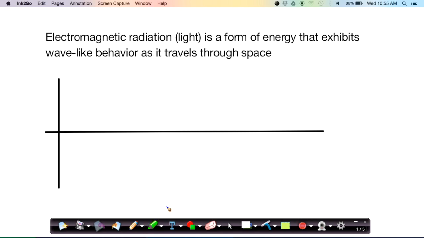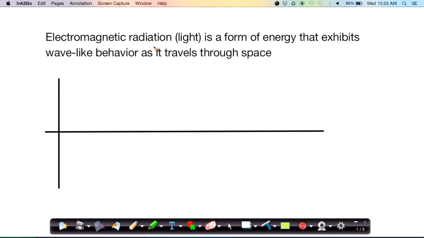Light is a form of electromagnetic radiation, which is a form of energy that exhibits wave-like behavior as it travels through space. So in our lesson today we're going to be looking at wave properties of light, but we're also going to look at some characteristics of light that are not consistent with wave behavior. So we end up seeing some curious outcomes when we study the properties of electromagnetic radiation.